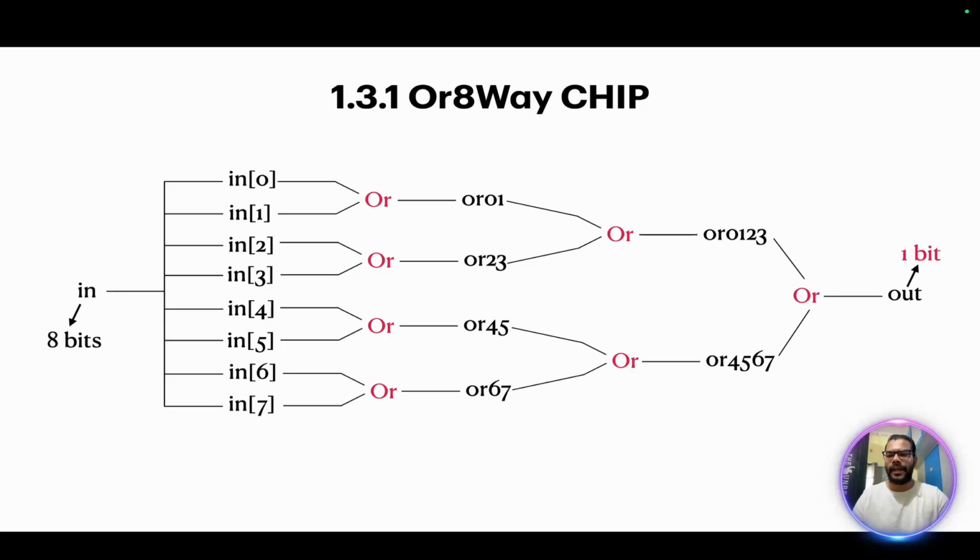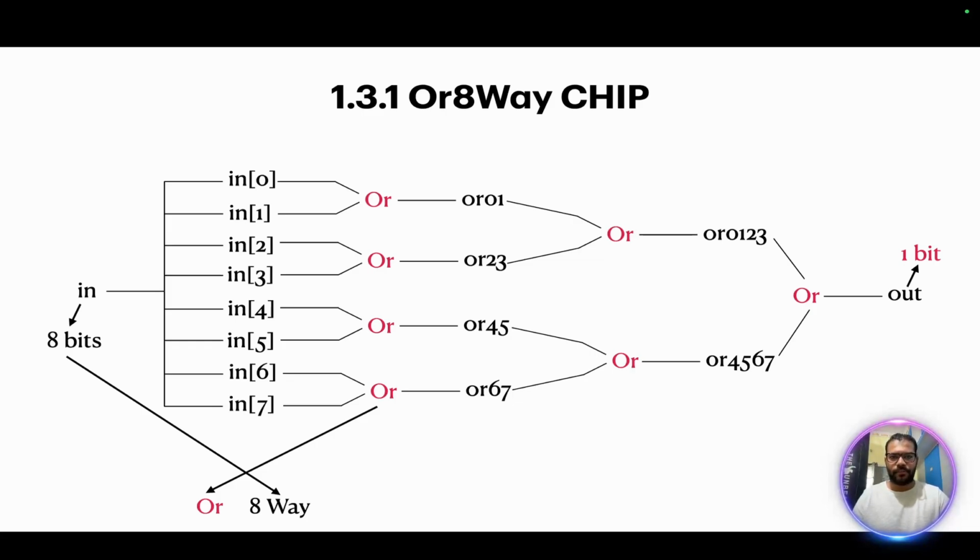This is OR 8-way. Basically this is used to check if the output generated by an ALU is all zeros. The output will be 1 if at least one of the input bits is 1. If all of the input bits are 0, the output will be 0. So this is used to check if all the bits are 0. You'll see the use case later when we build our arithmetic logic unit. So you can see you're using OR operations and the input is 8 bits. So this is called an OR 8-way chip.